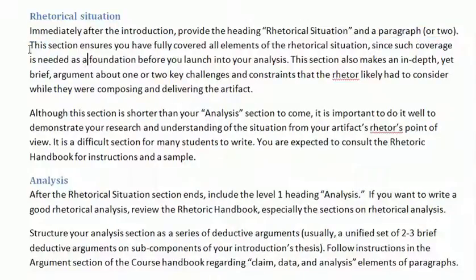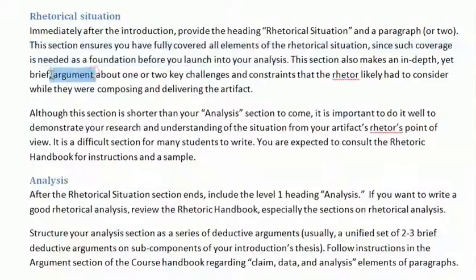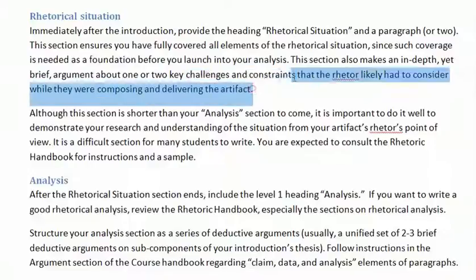Your main goal here is to make sure that you have covered everything important about the rhetorical situation before you begin your analysis, and you make an argument here about one or two key challenges or constraints. So it could be something that challenges the rhetor or constrains their production of rhetoric, and you consider the situation that they were facing while they were composing and delivering it, and not the situation after it was received by an audience. This section should be shorter than your analysis.